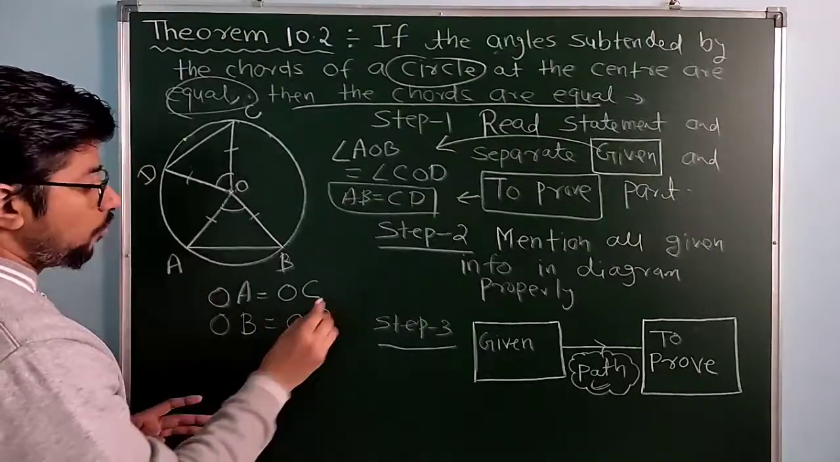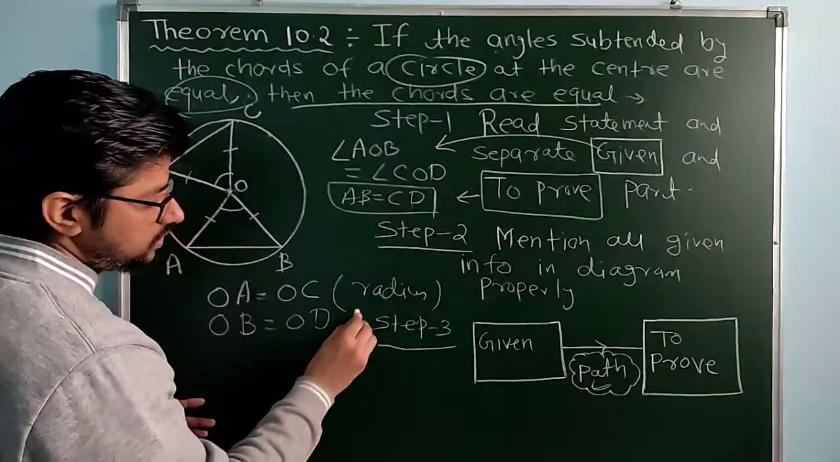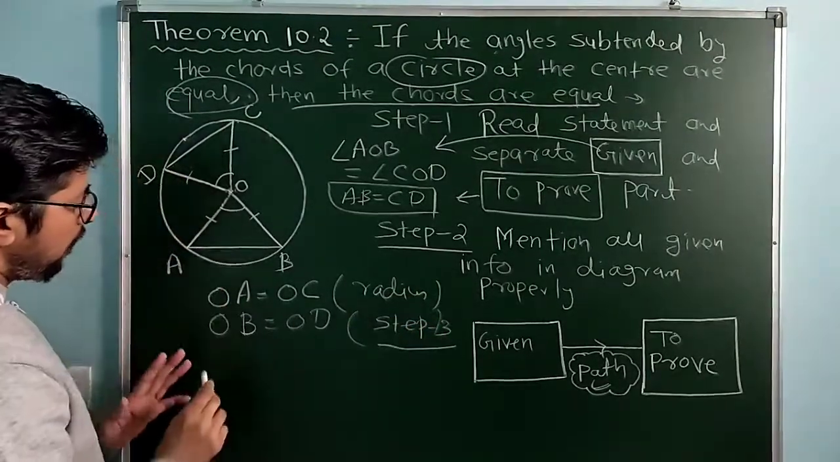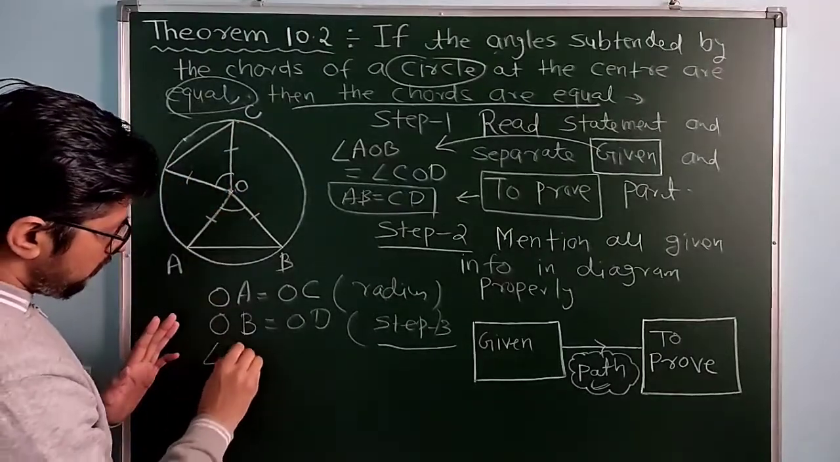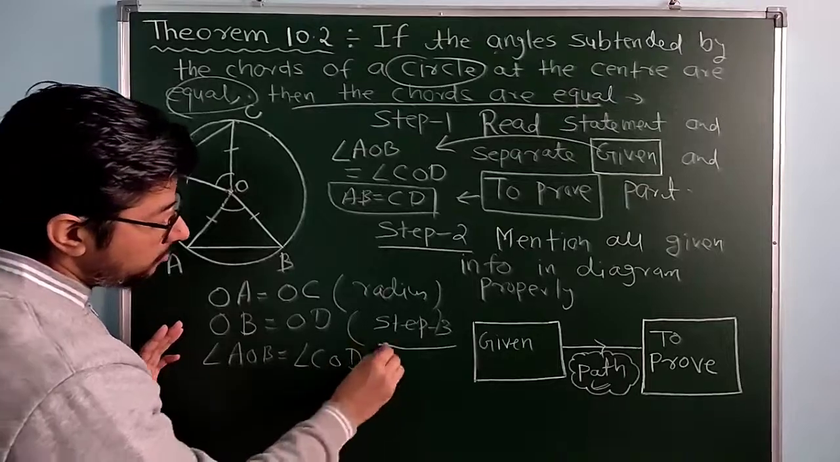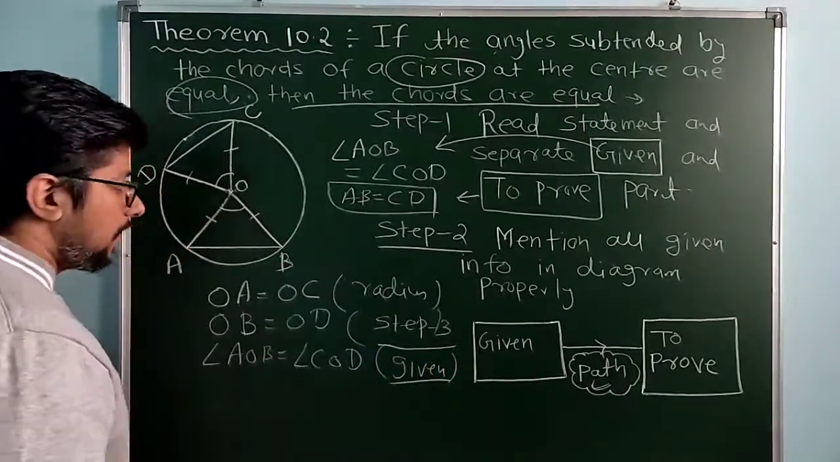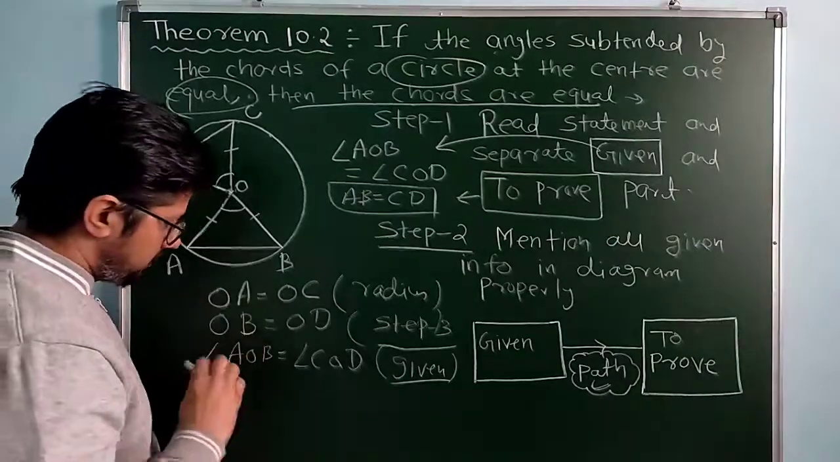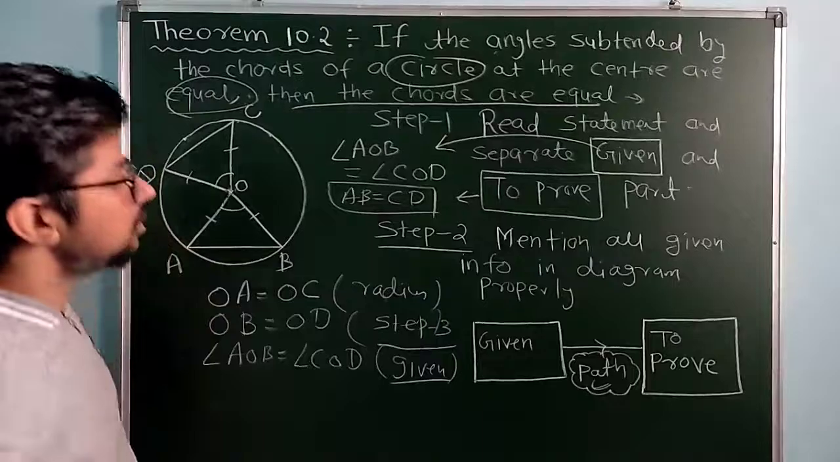And why? Write the reason in brackets also, radius of the circle. Now angle AOB equal to angle COD also. Why? Because it is given. You need to mention that also, right? And by SAS, side-angle-side, these 2 triangles are congruent.